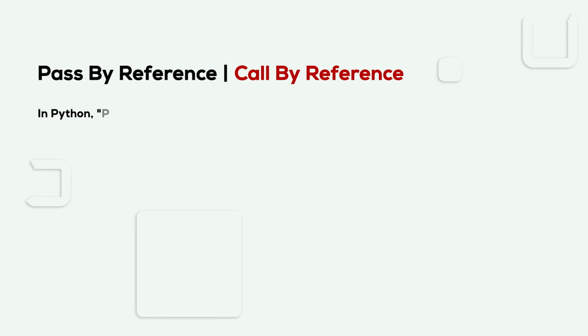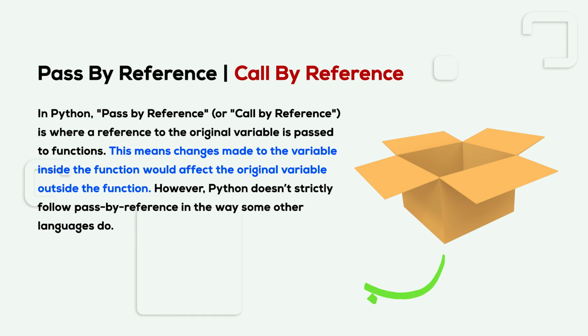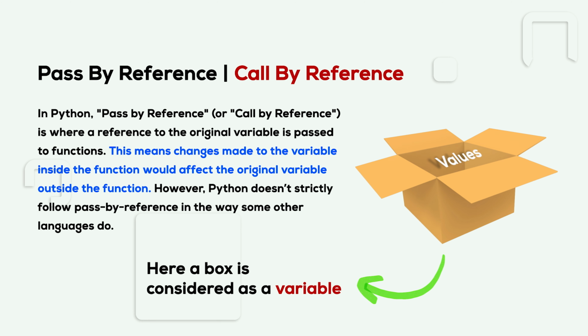In today's video, we will discuss pass by reference. Imagine you have a box, and this box is treated as a variable. Inside this box, we have an object. Let's say that this object is treated as a value. When you pass this box to a function, you are actually passing the reference to the box, not a copy of the object inside it.